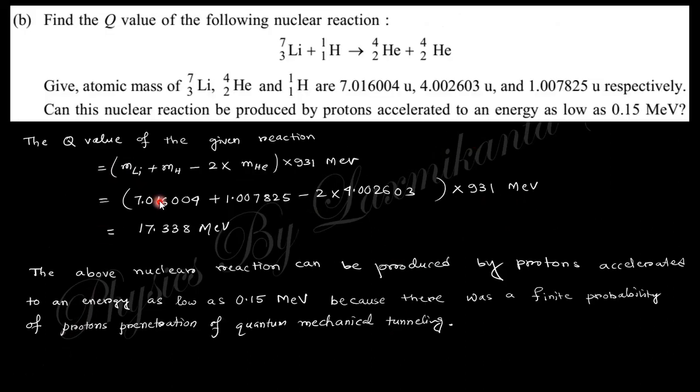Next question. Find the Q value of the following reaction, right? The quiescent value, or the Q energy. This is lithium and hydrogen combined into two alpha particles, or helium. The atomic masses are given here. So you know the Q energy is nothing but the mass difference times c squared, and if you express the difference in atomic mass units, you need to multiply by 931 MeV. So if you just take the mass of the lithium and hydrogen minus 2 times that one, you will easily find this 17.338 MeV.